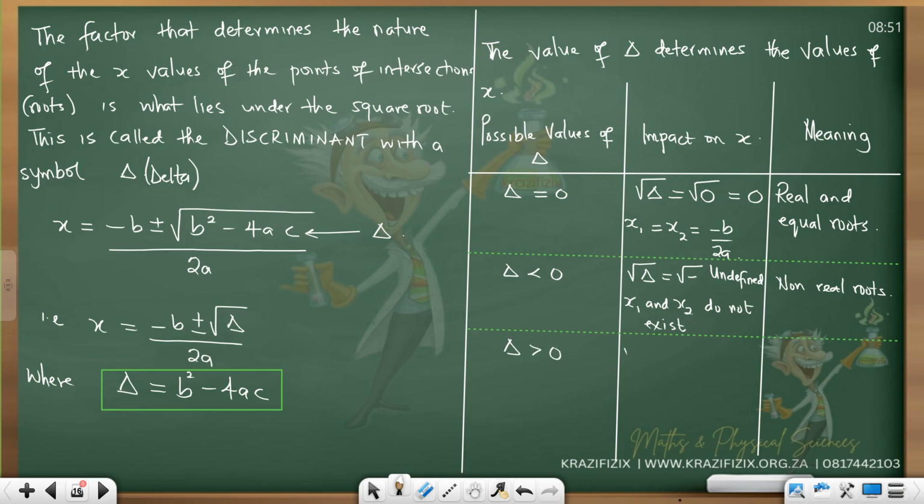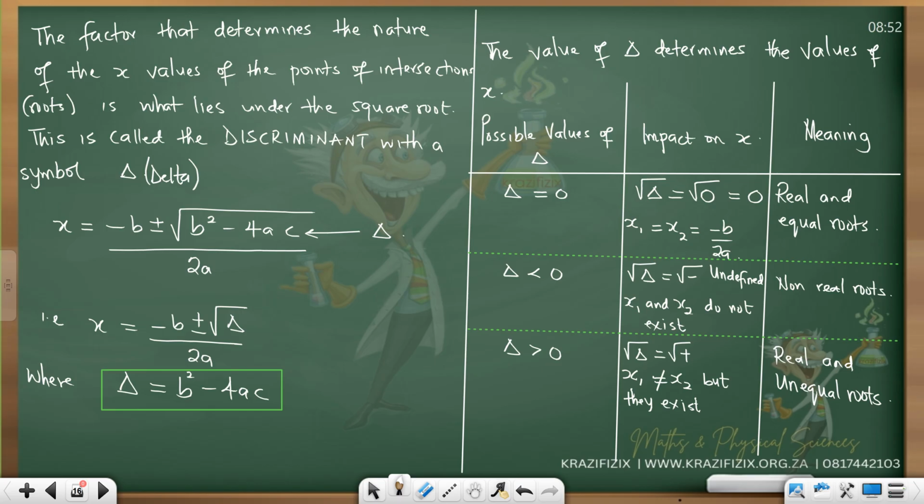Greater than 0. We are going to have 2 different positive values. x1 will not be equal to x2, but they exist. These are called real and unequal roots. So these are the basic 3, but I'm going to draw a graph, a table right now, or a flow chart that will expand this into 5. So please walk with me.